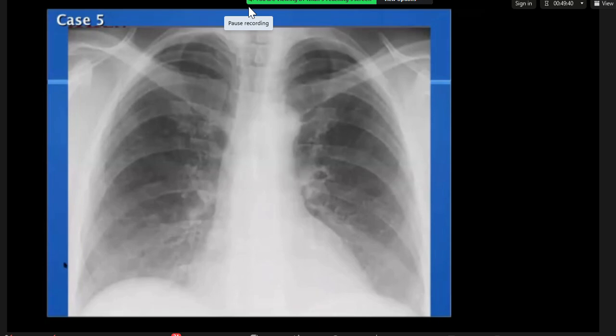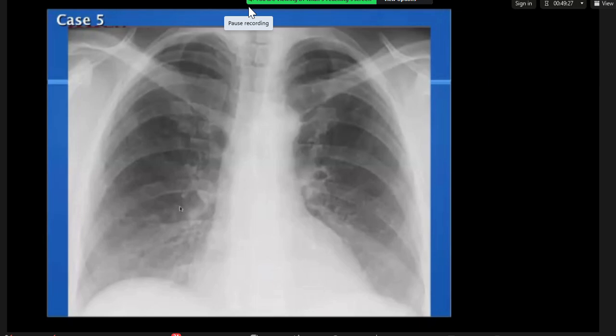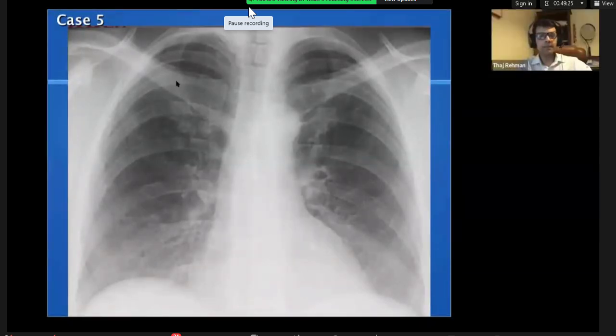Differentials could include, so this could be miliary nodules secondary to TB. What's the distribution of miliary nodules? Does it spare the apices and bases? No, it doesn't spare the apices. It doesn't, yeah. So when you say spare the apices and bases, you should not say miliary at all.